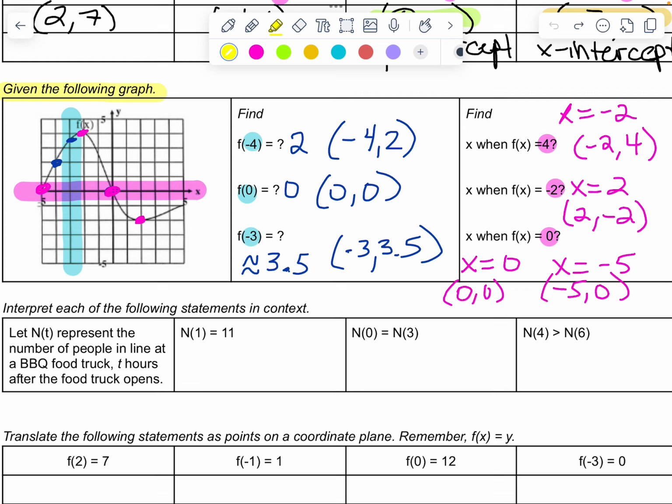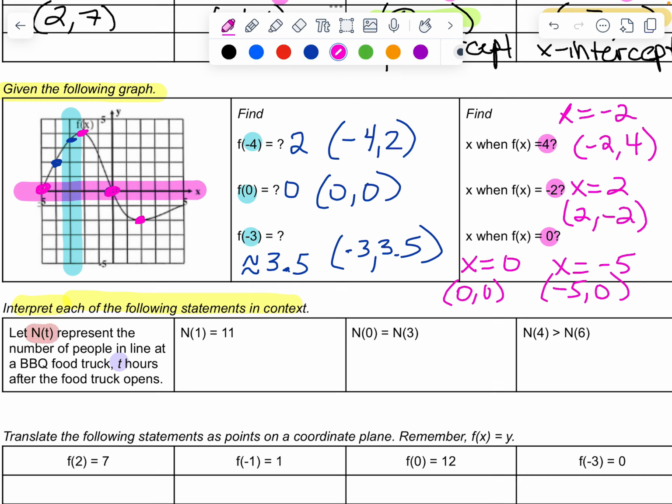So there's not really any math work to be done, not a huge amount at least, but we're going to interpret each of the following statements in the context of this scenario. Let n of t represent the number of people in line at a barbecue food truck t hours after the food truck opens. So a lot going on there, kind of a wordy statement, but the focus here is the fact that we have t and we have n of t, right?